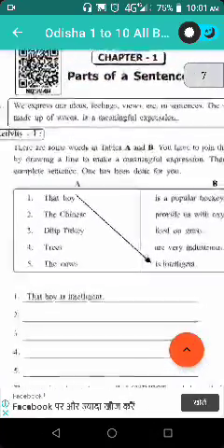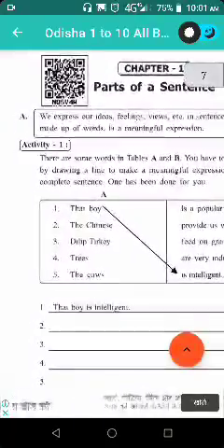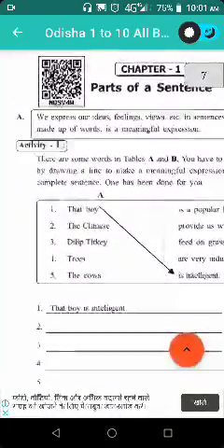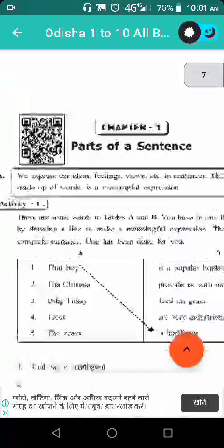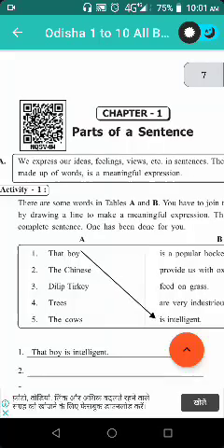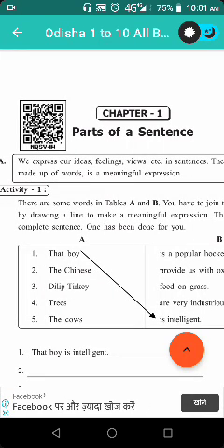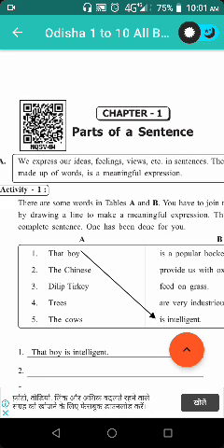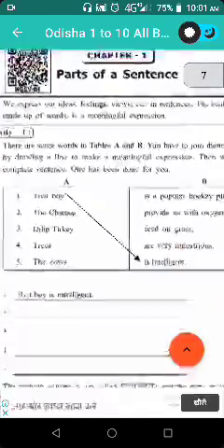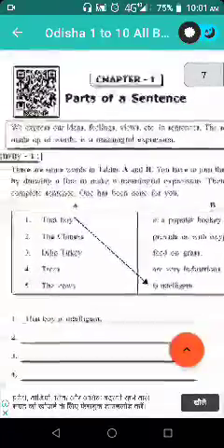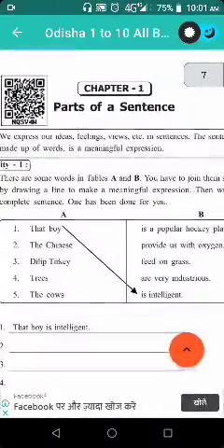Preposition is a relating word. That means a relation between a noun or a pronoun with some other words in a sentence. As for example, the sky is over our heads. The pen is on the table. Pen and table, both words keep a relation with on. So on is a preposition.